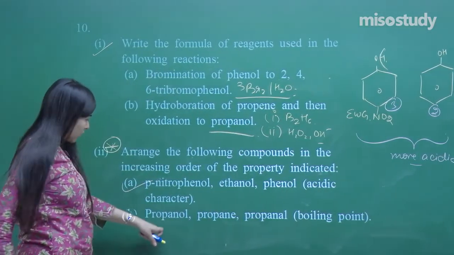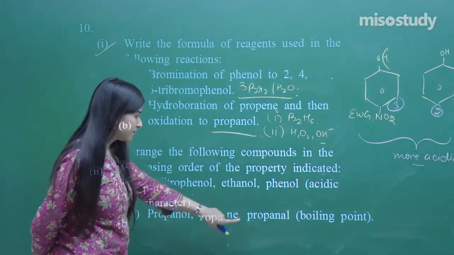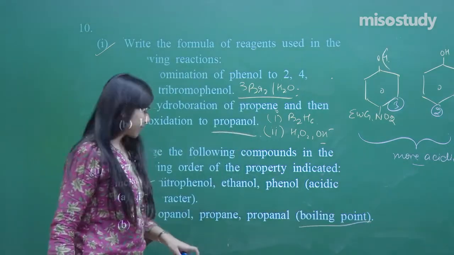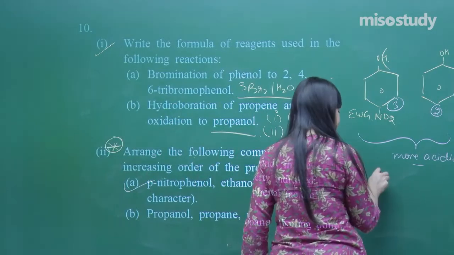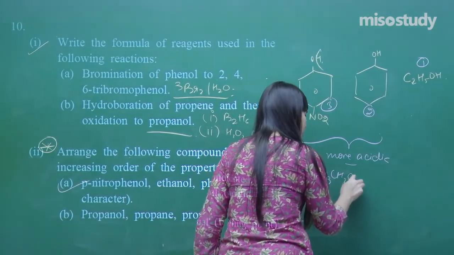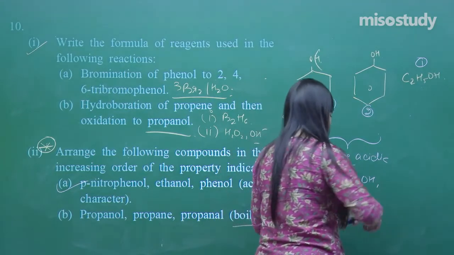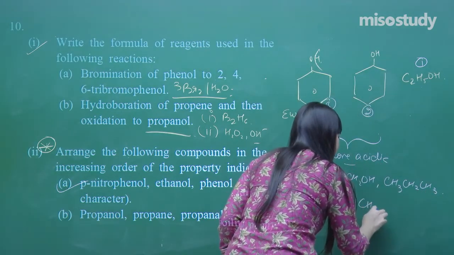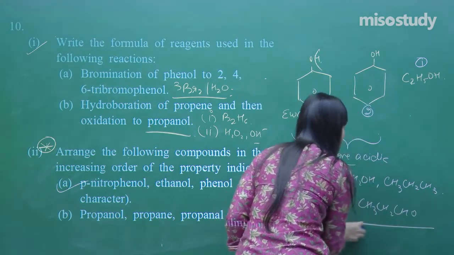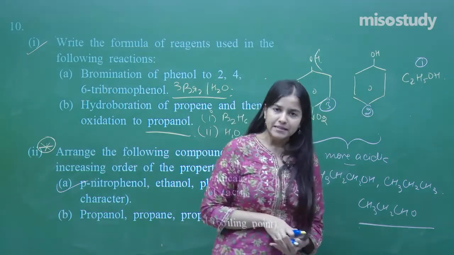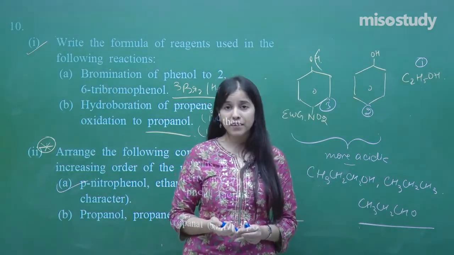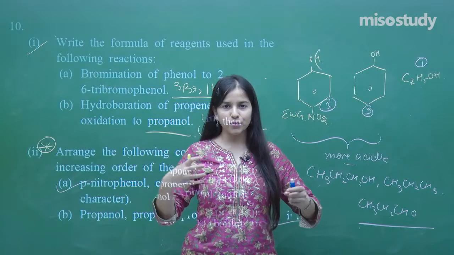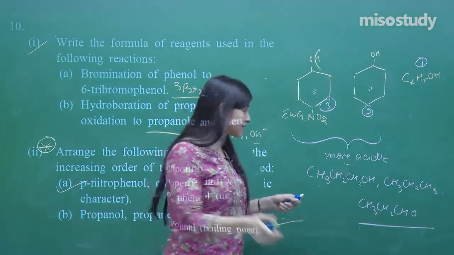This one is done. Now come to propanol, propanal, propane, right? And we have to arrange these in boiling point order. Propanol, propanal, propane, and propanol, right? What can you say about the boiling point first of all? I told you, whenever there is a question related to boiling point, always try to consider the liquid state, right? And in the liquid state, there will be interaction between the molecules. How the interaction happens, see here.